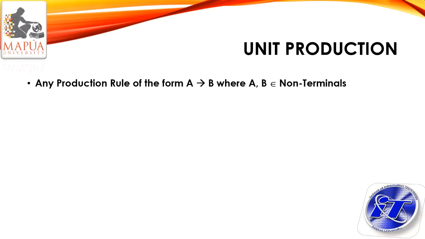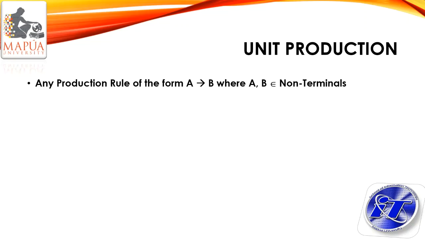A unit production is a production rule that has this form: A is mapped to B, or A yields B, wherein A and B are non-terminal symbols. So a non-terminal symbol yields a non-terminal symbol. This is an example of unit production, and this is what we're going to remove in our grammar, in our production rules.